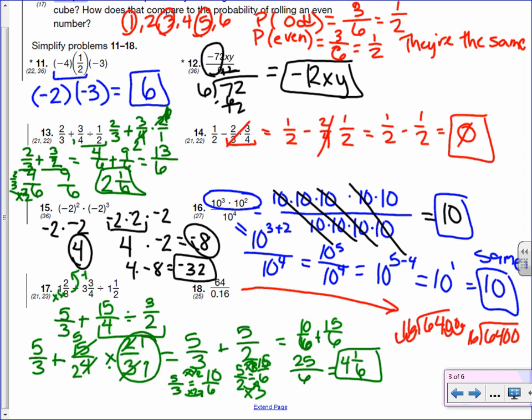16 can't go into 6, but it goes into 64 4 times. 4 times 16 is 64. Bring down the 0, 16 can't go into 0. Bring down the other 0, 16 can't go into 0. So 64 divided by 0.16 is 400.